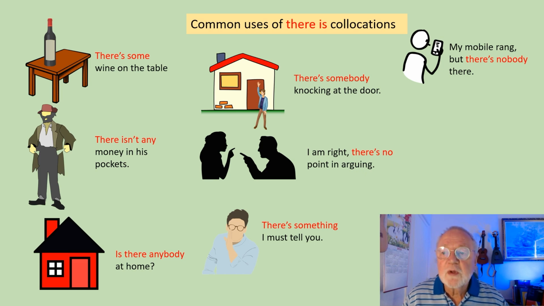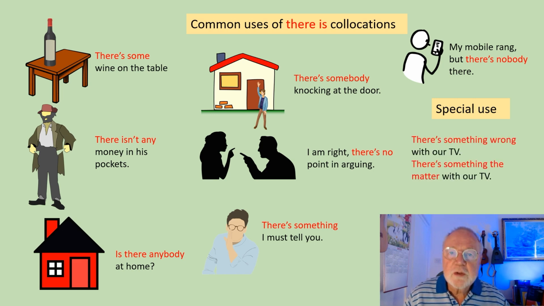This is a good example of the there adverb at the end of the sentence, and you notice I said there, the full, stronger pronunciation. There is a special use which is quite good to use if you really want to impress people with your English. You can say there's something wrong with our TV, but a good way of expressing that is there's something the matter with our TV. When something is wrong, you can say there's something the matter with it.